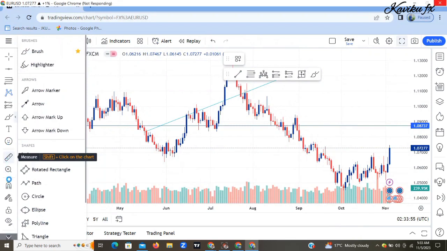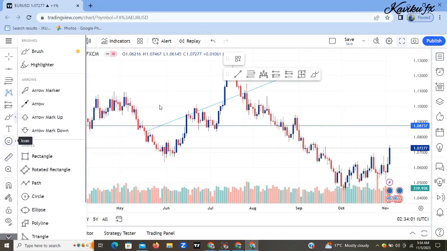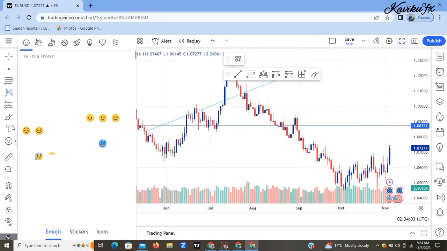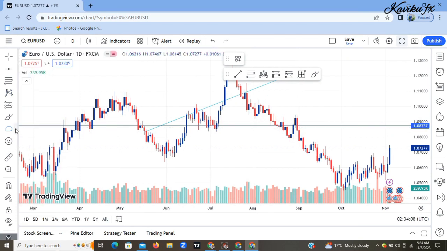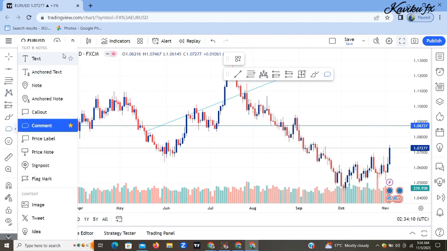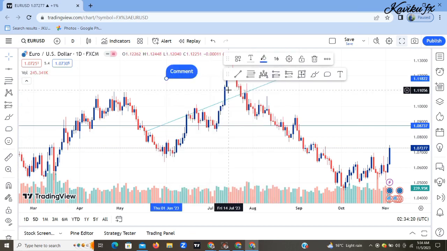You have to keep everything as per our wish. Now we can have the comment, and we can also have the text. I think those tools are enough for me to use on TradingView.